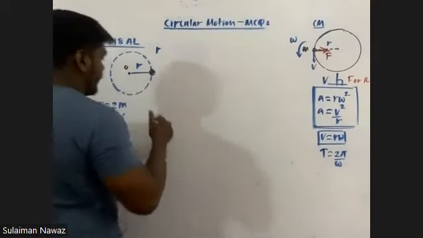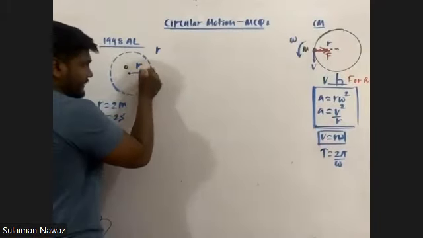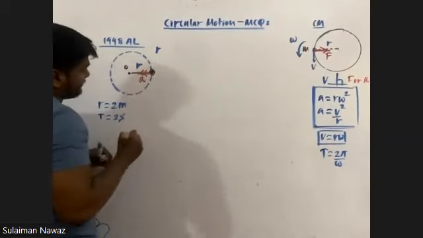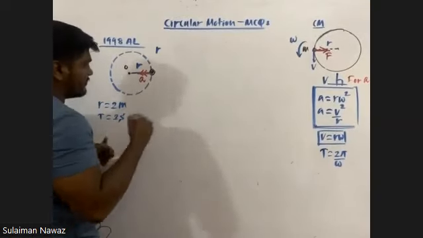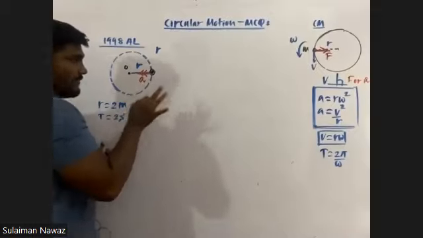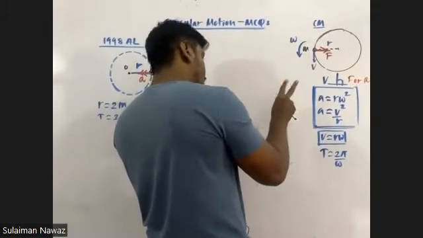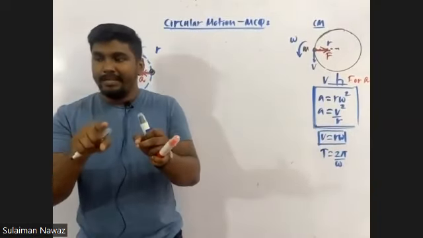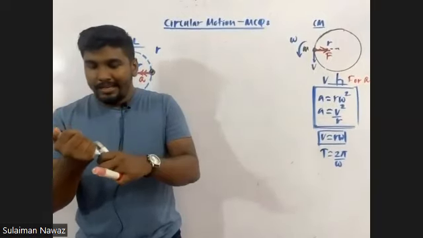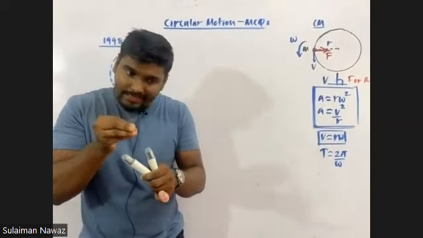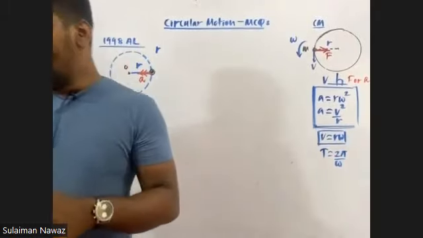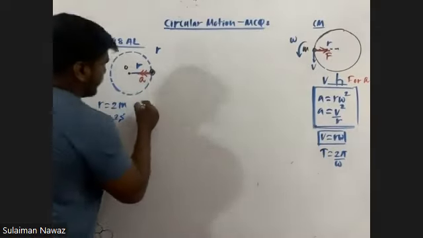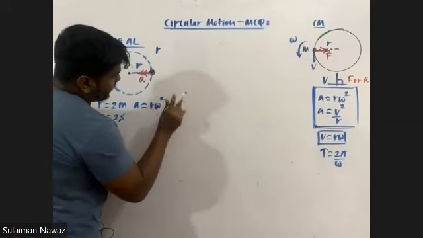Right, okay. They're asking for the centripetal acceleration to the center. Centripetal acceleration means, now what is the best equation? We can write a equals r omega squared, or we can go with v squared over r. But as they have given the time period, it would be better to go with centripetal acceleration equals r omega squared. Do you understand?